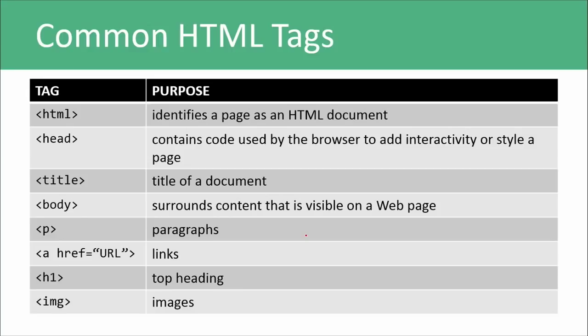All right, let's talk about some of the common HTML tags that you may have just seen in our last example. You've got the HTML tag, which defines the document as an HTML document. We have our head, which contains code used by the browser. This is information that we would never see if we're taking a look at a web page. Next, we've got the body, and that's actually where the content that we see on a page is located. And then you've got things like paragraphs, links, headers, images, all sorts of good stuff there.